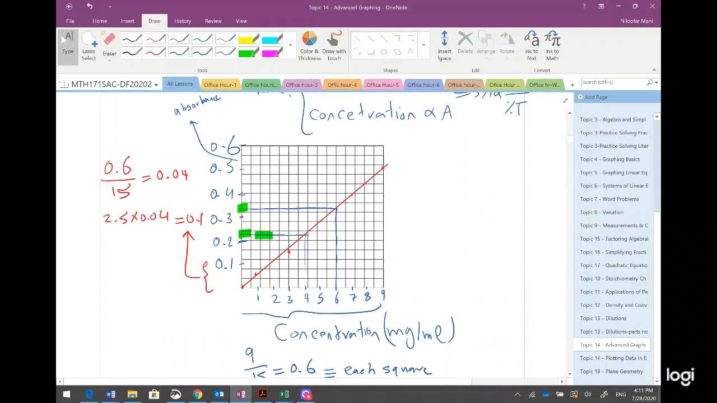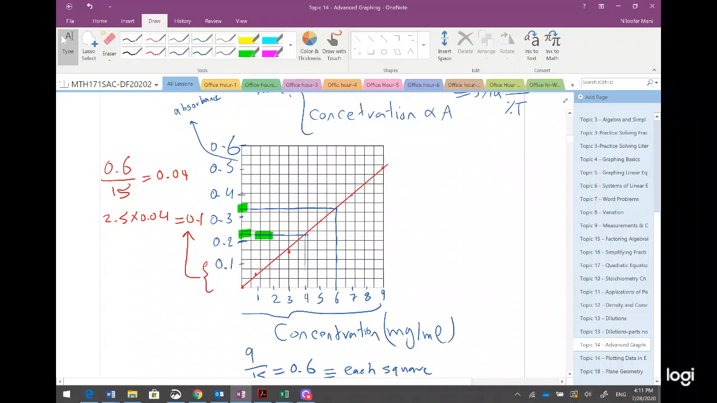So I can go 2.5 by 2.5. Okay, so every 2.5 I can jump 0.1. So 0.1, 0.2, 0.3, 0.4, 0.5, 0.6. Perfect. I divided y values on y-axis. I divided observance on y-axis.